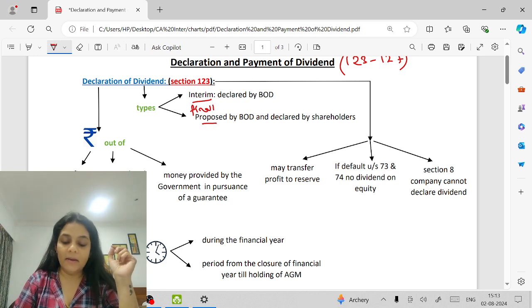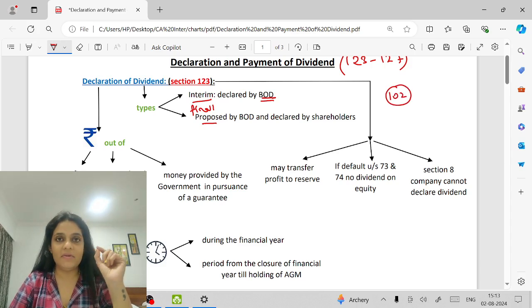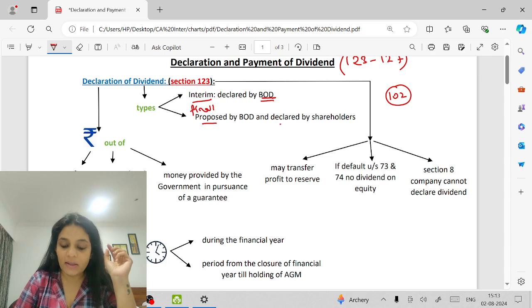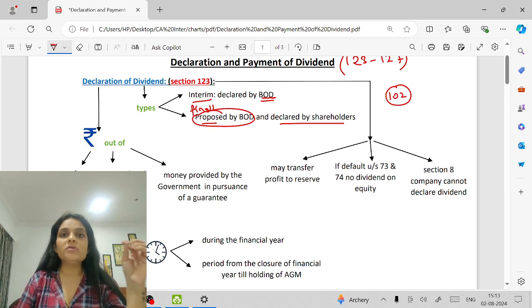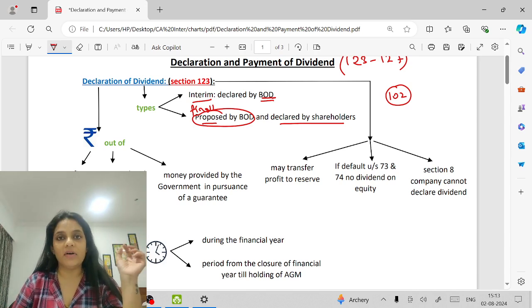Interim dividend is declared by the board of directors, whereas final dividend, if you remember, when we were doing section 102, ordinary business, declaration of dividend was the second ordinary business given there under section 102. So final dividend is actually declared by the shareholders. But before the shareholders declare it, it is proposed by the board of directors. So the board of directors propose the dividend that we can declare, and the shareholders in the AGM declare this dividend.